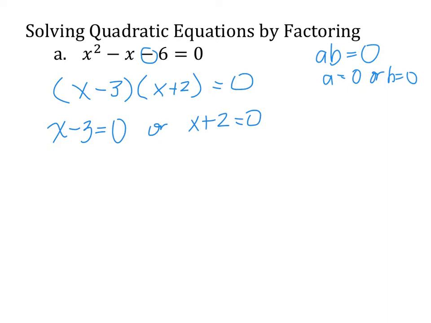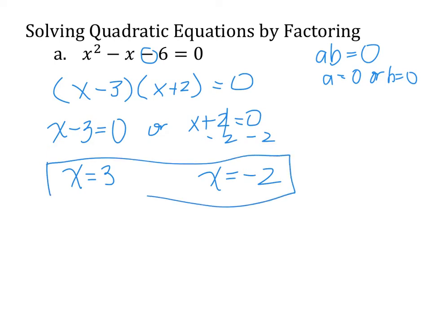So x minus 3 is equal to 0. I'll add 3 to each side to get x is equal to positive 3. For this one on the right, I'll subtract 2 from each side to get x is equal to negative 2. So we have two solutions now. You can either write them out like this, or you might write x is equal to 3, negative 2. Either way is fine. But factor, then equate each of those factors to 0, and solve for x.